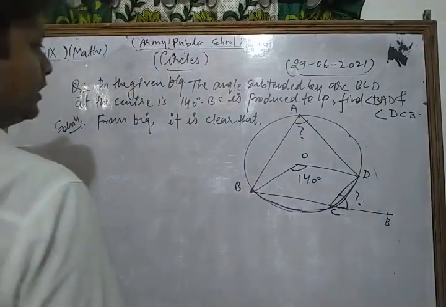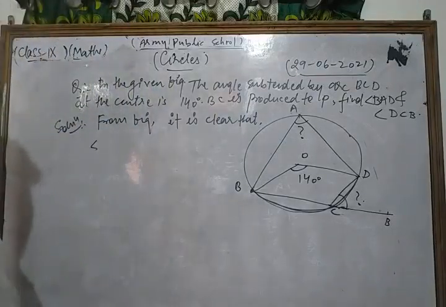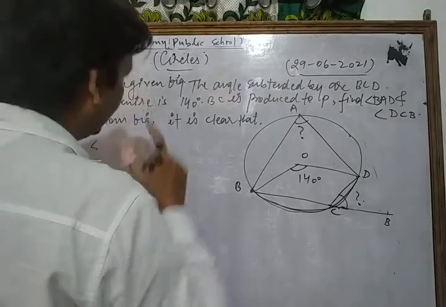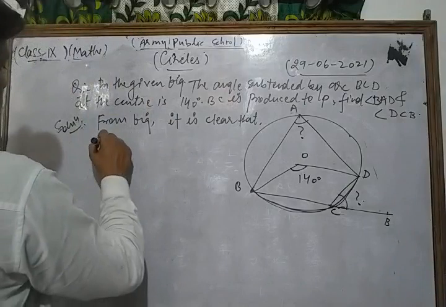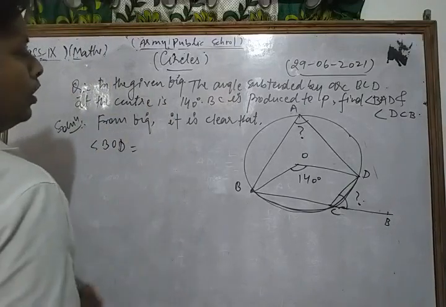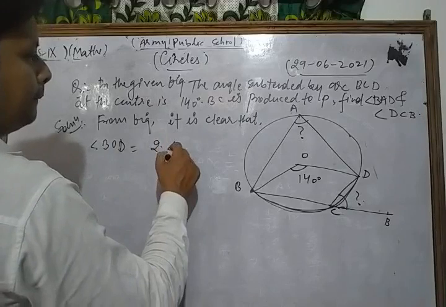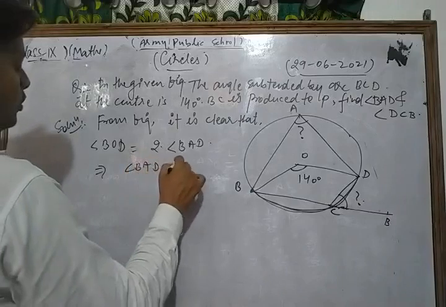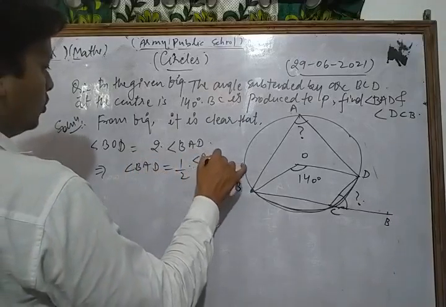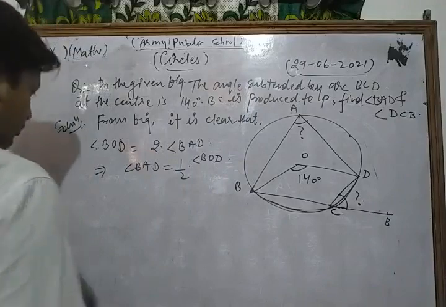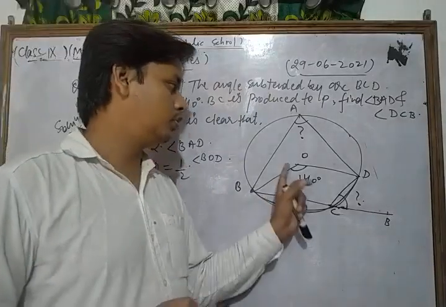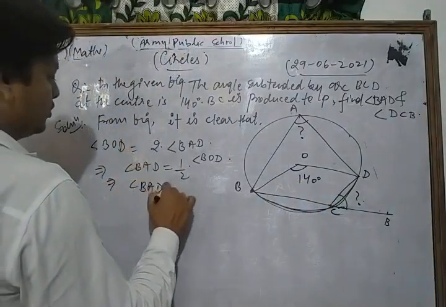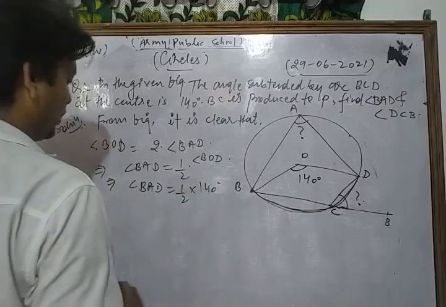So from the figure it is clear that angle BOD is equal to 2 times angle BAD. So angle BAD is equal to 1 upon 2 of angle BOD. Now here angle BOD is 140 degrees. So angle BAD is equal to 1 upon 2 into 140.